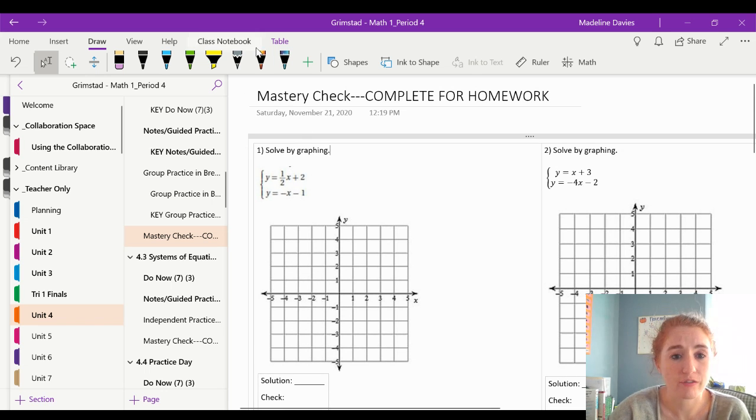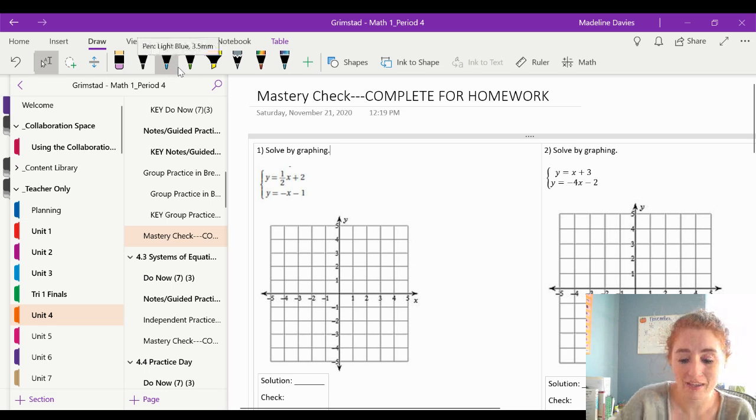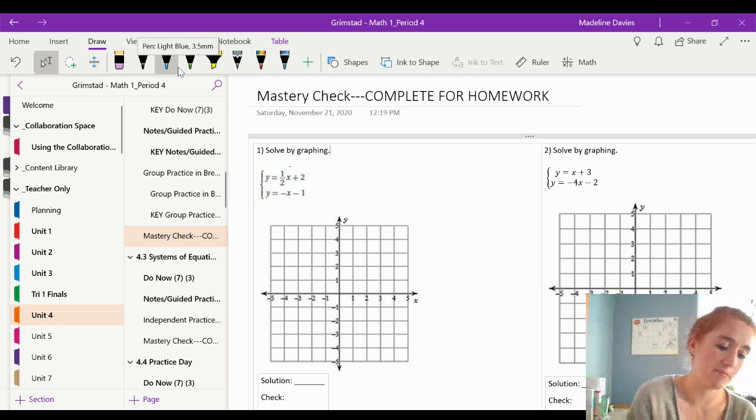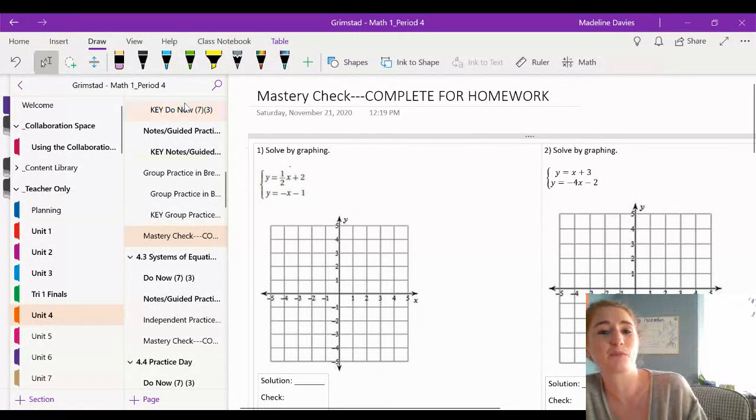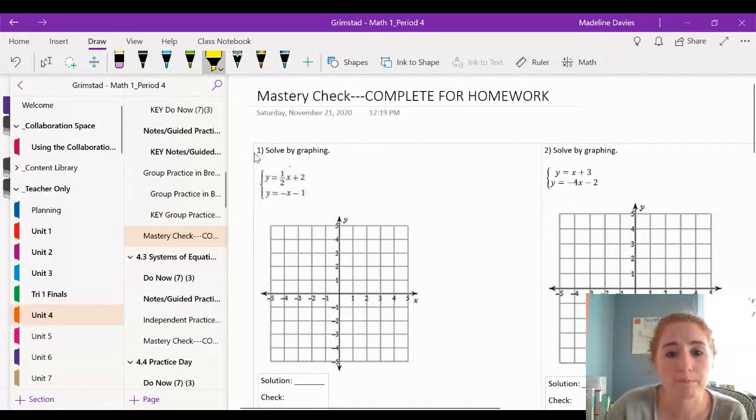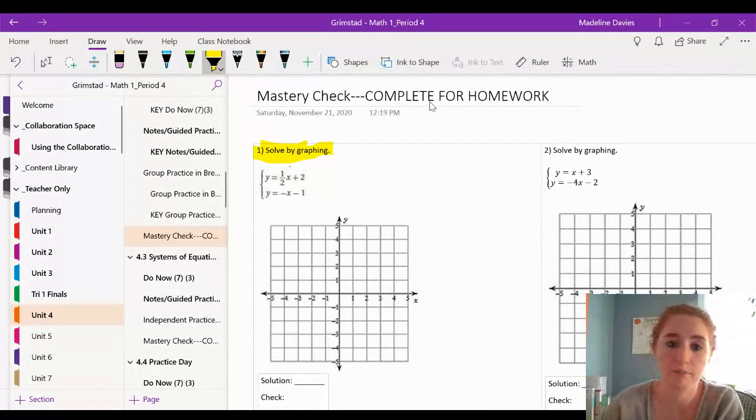I decided to do another video for you guys to go through this solve by graphing systems of equations because I think it is a little confusing. Also, if anybody watches this, you're getting a freebie today because we're going to go over number one in our mastery check today. So if you watch this, follow along, and then you will just have to do number two. Okay, well, let us begin.